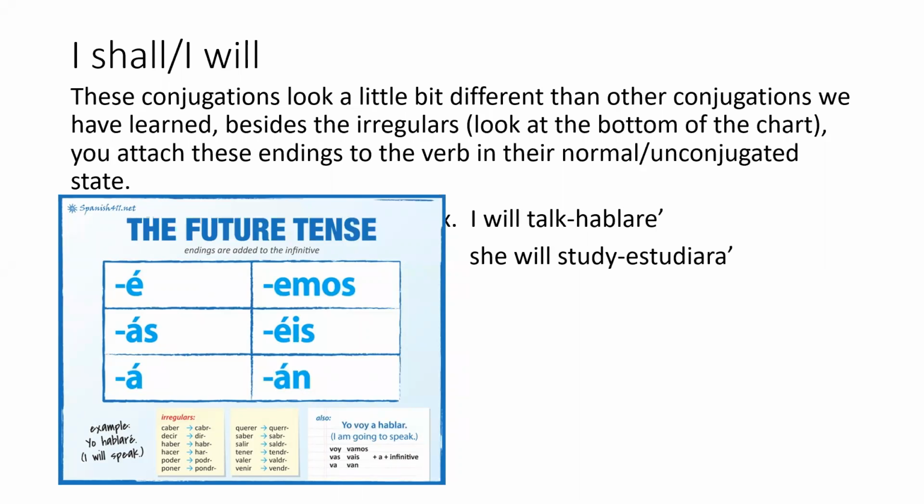Think of these future tense endings. You could use them like the verb ir, I am going to study, but they more directly translate to I shall or I will. And as mentioned, they look a little bit different than other conjugations because you don't remove the ending, you attach them to the end of the infinitive. So I will talk or I shall talk, hablaré, she will study, estudiará. I will study would be estudiar, estudiaré.